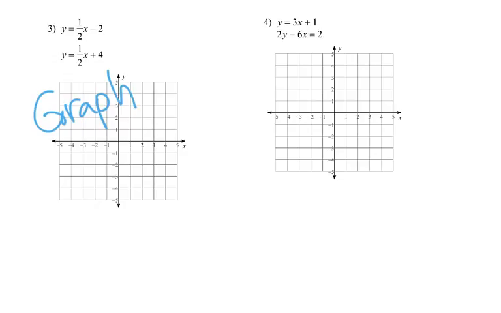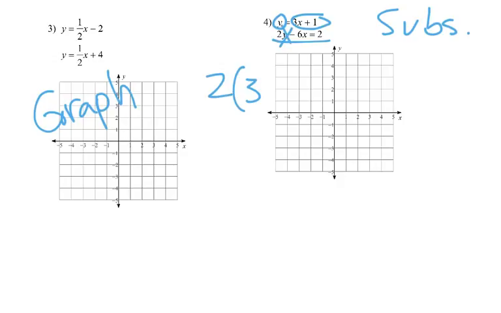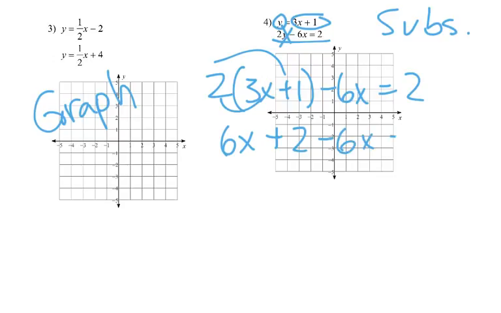Okay, now number 4, I don't have that in slope-intercept form. Desmos works great to still graph that. If I'm sitting at a computer, I'm going to type this in and use Desmos because that's really easy to do. However, if I don't have that, this one's a substitution one for me. Okay, the reason being that y is already by itself. So I take that 3x and I replace this y with 3x plus 1. Now I've created an equation with one variable. Now I simplify. So 2 times 3x gives me 6x plus 2 minus 6x equals 2.